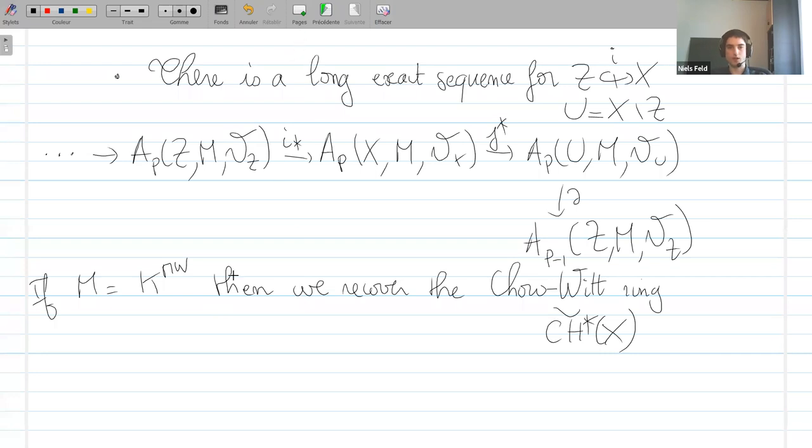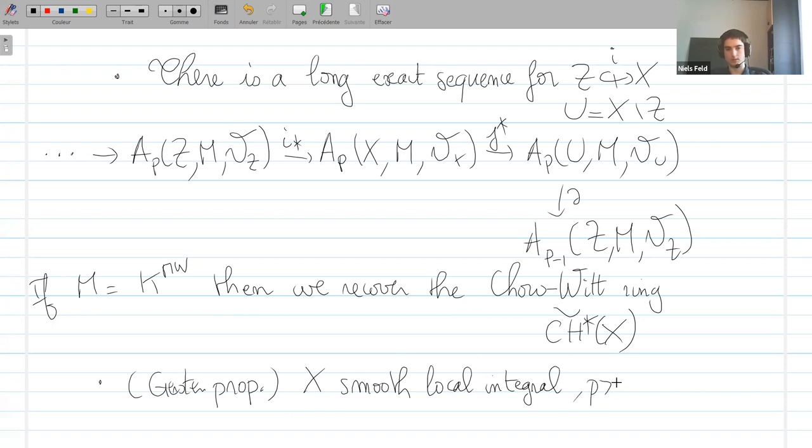All right. Again, this is not really important for the equivalence, but we have a Gersten property. Say X is smooth, local, integral, and p is greater than zero, then the cohomology is going to be zero.